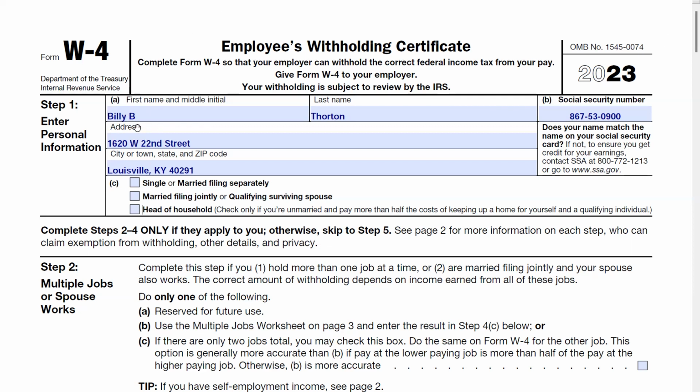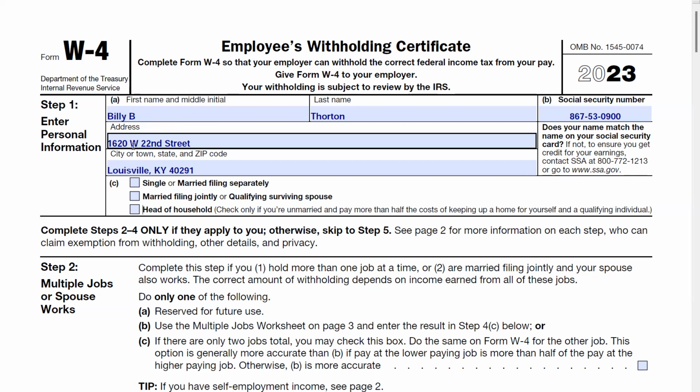In this example, we have Billy B. Thornton. So we have first name, middle initial, last name, Thornton, social security number 867-5309-00. And when you're filling out your W4, you want to make sure that the name that you put here matches your social security number. The reason being, this W4 is later going to be used to create your W2. And you use your W2 to file your taxes. And whatever is on your tax return has to match what the IRS has on file from the Social Security database. So you can save yourself a lot of trouble by making sure this is correct from the get-go.